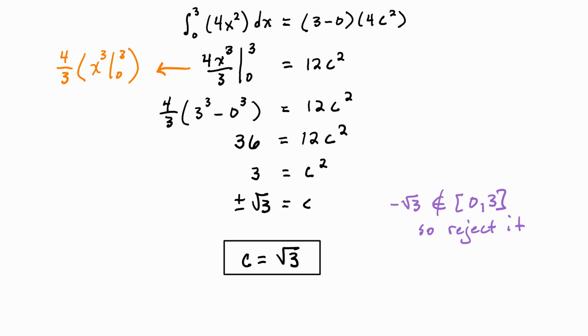So what this means is if we make a rectangle whose base is between 0 and 3, so a length of 3, and then its height is f of radical 3, that area will be exactly the same as the area under f of x from 0 to 3.